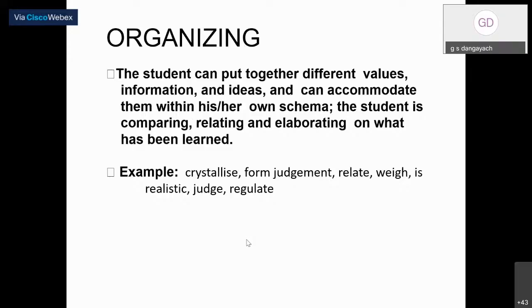Next level is organizing. In organizing, the student can put together different values, information, and ideas, and can accommodate them within his or her own schema. The student is comparing, relating, and elaborating on what has been learned. So organizing is the next, higher level, and here we form judgments, relate, weigh, are realistic, judge, and regulate.